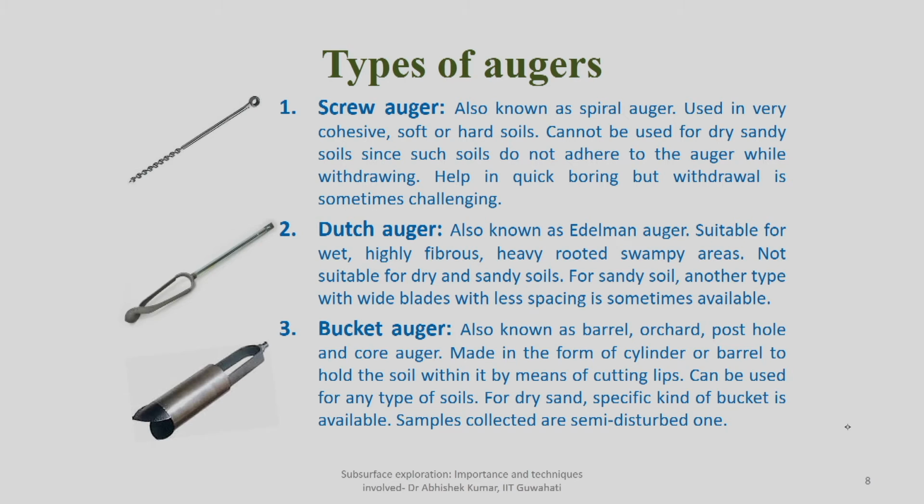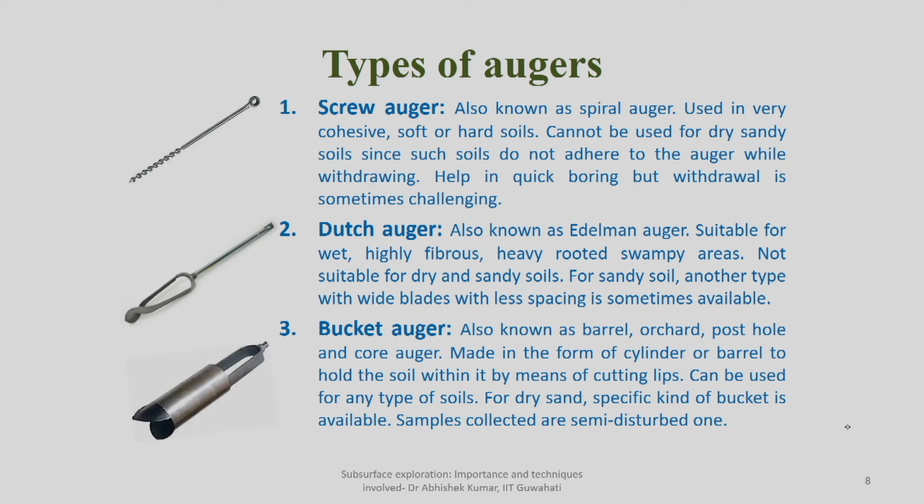Just to give you an example, there can be different kinds of augers. To name a few, we have the screw auger, which is also known as the spiral auger, as you can see from the shape. It's very much similar to a nail. It does not contain any separate sampler. Whatever sample is collected will be collected on the faces of these spirals. It is used in cohesive soil, soft soil or hard soil. It cannot be used for dry sand, because once you withdraw it, whatever soil was contained on the faces of these spirals will actually fall into the borehole.